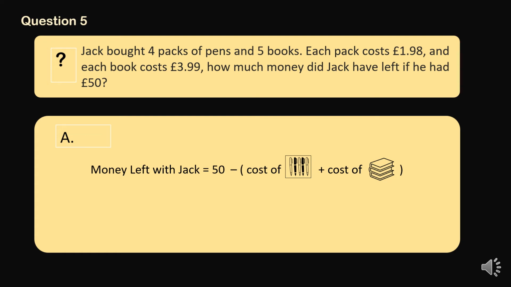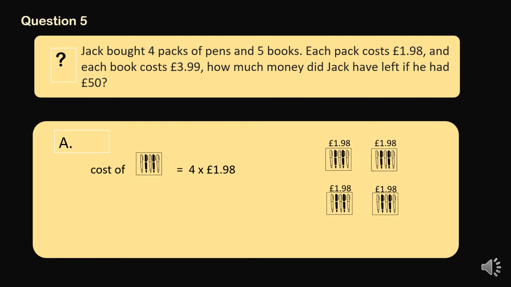This also means money left with Jack equals 50 take away the cost of pens plus the cost of books. I just want to draw your attention to the brackets in the equation. You should know that we use brackets whenever we want to do certain calculation before another. In this example, I want to work out the total cost before I take the total cost away from the £50, hence why I use brackets.